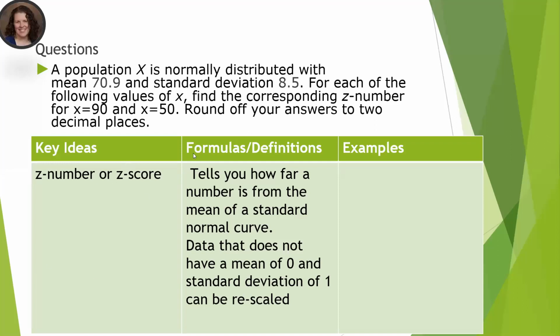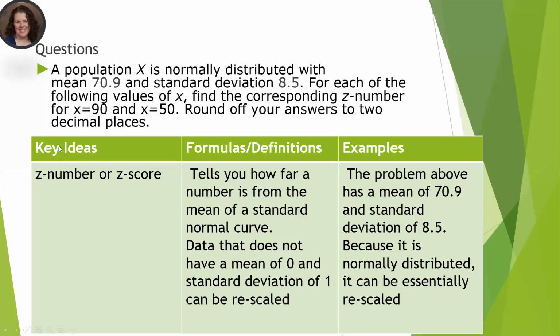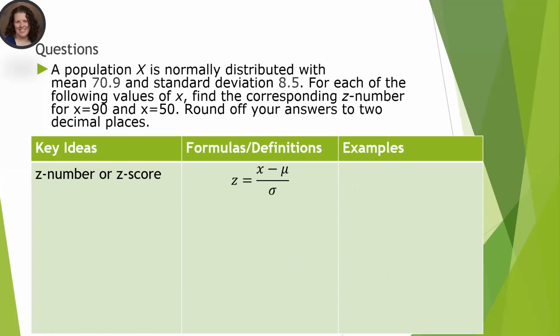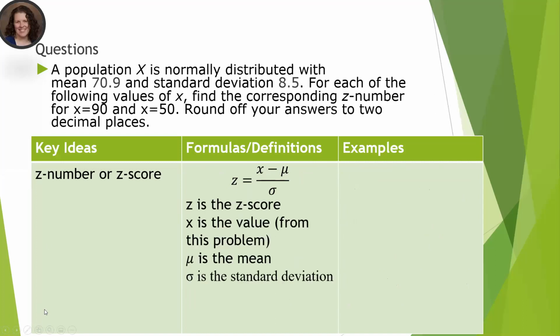Okay, so now that we understand what the picture looks like, we're going to think about what this means and what we're going to do with it. So in the problem above, we're told that there's a mean of 70.9 and a standard deviation of 8.5. It's normally distributed, so that means we can rescale it and use our standard normal. And so that means we need to use a specific formula. So we're going to use our z-number or z-score formula. So the formula, write this down on your formula sheet, is z equals x minus the mean over the standard deviation. So that fancy looking m is called mu, that's the mean. The O with a tail is called sigma, that's our standard deviation.